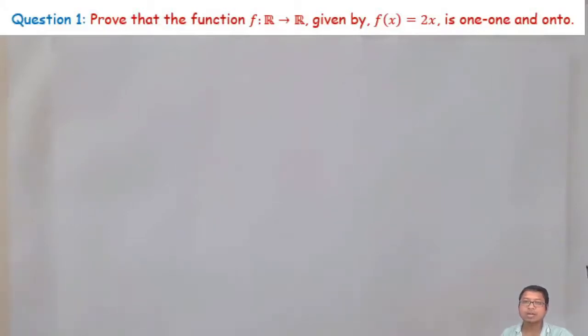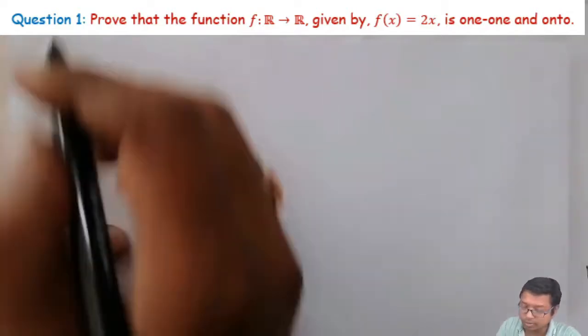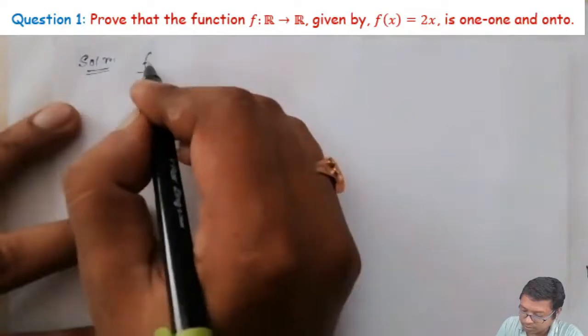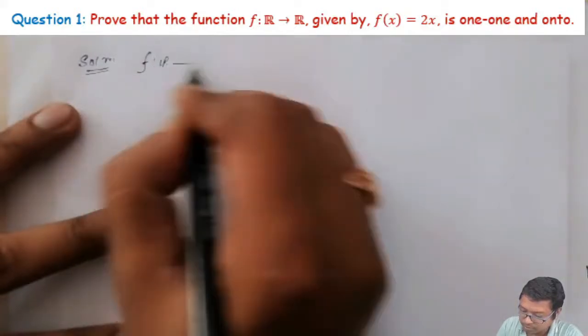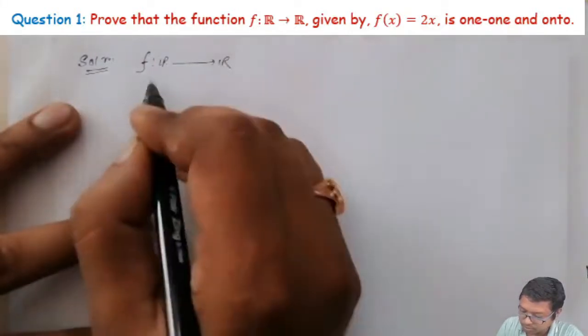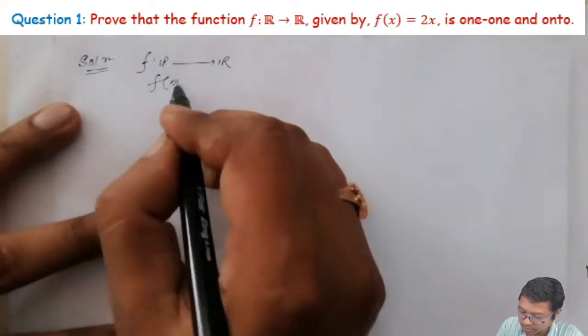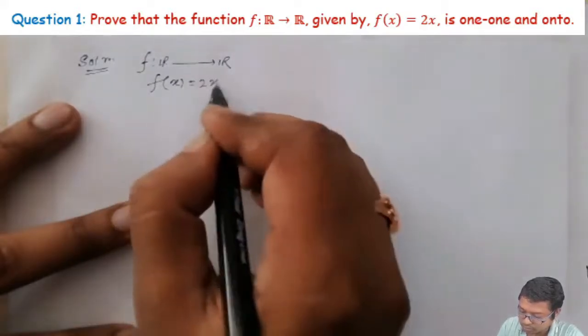I am going to solve some problems related to the topic which I have discussed. Let me consider the first question. Prove that the function f, going from real numbers to real numbers, given by f of x equal to twice x, is one-one and onto. Here is the solution. The function is going from R to R and is given by f of x equal to twice x.